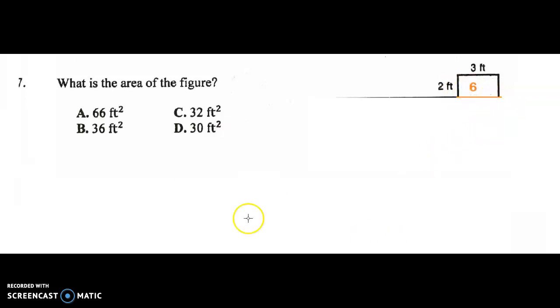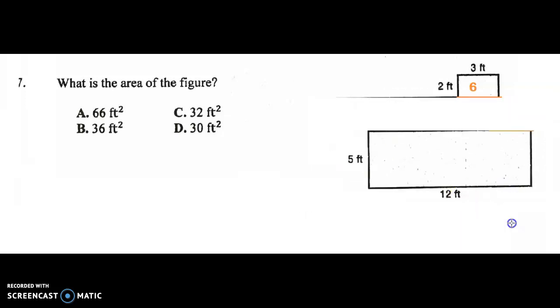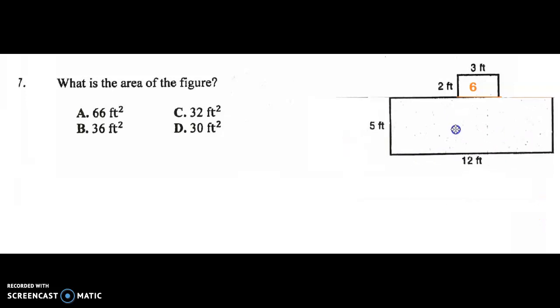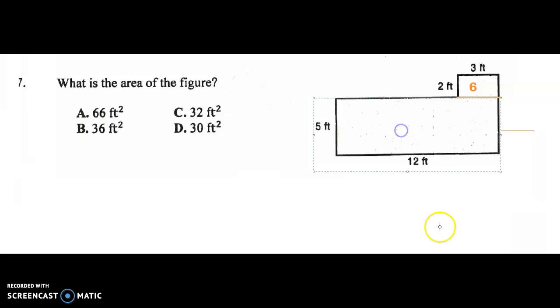Now if I were to bring the rest of my guy back, let me see if I can do that. It's going to be a little bit hard. There he is. Something like this, right? So now that I brought him back, I'm just working out my height here is 5 and my base on this one is 12. That means 5 times 12, which is 60. So 60 plus 6 equals 66, and that's my answer.